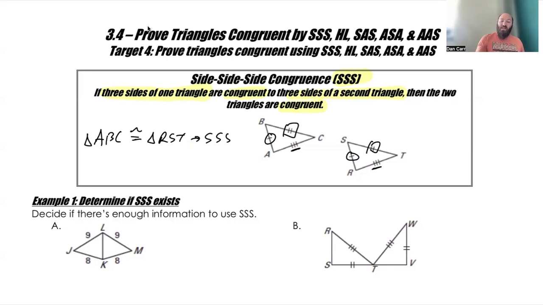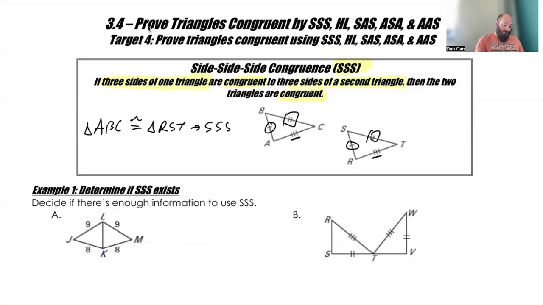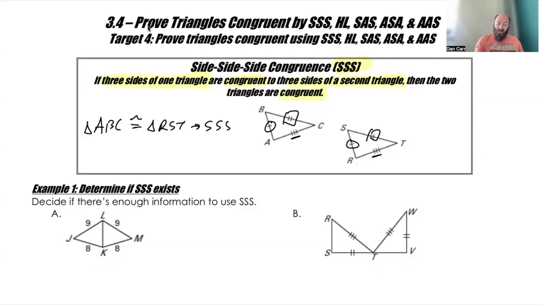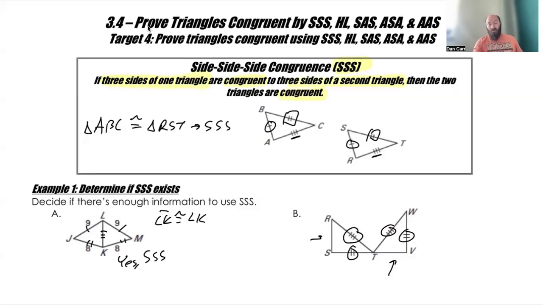When we look at that, we're just trying to find it in our diagrams here. In the first case, decide if there's enough information to use SSS. There is. I've got 9 matching to 9, 8 matching to 8, but we have to remember the reflexive side. LK is congruent to LK due to reflexive. So I do have 3 pairs of sides that are congruent, so yes, we have side-side-side. In the next one, we have this one matching that one, and that matches that, but we don't know anything about those pairs of sides. 2 pairs of sides is not enough, so we have not enough info.